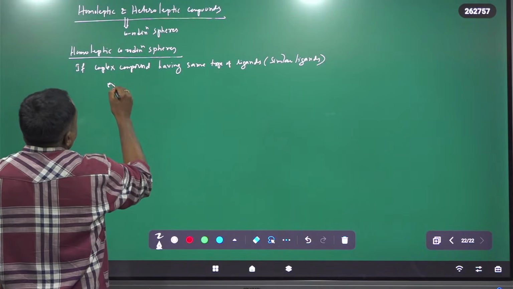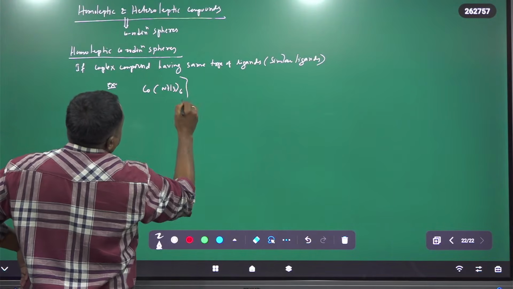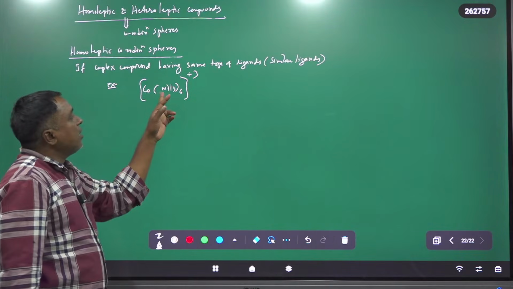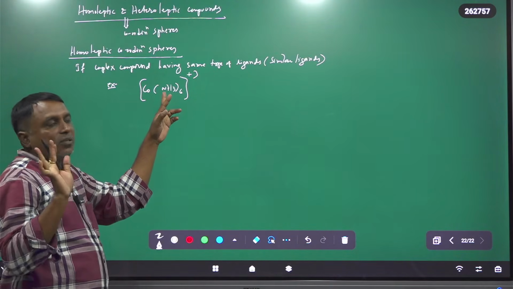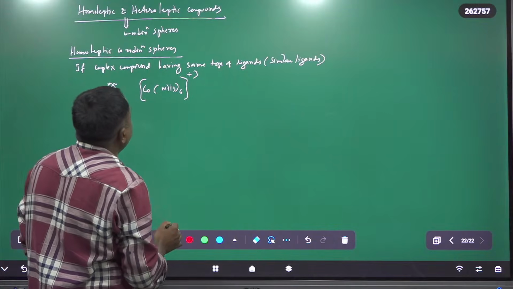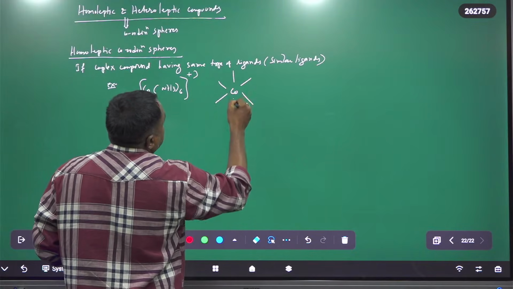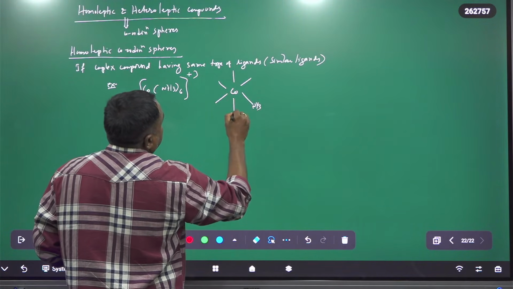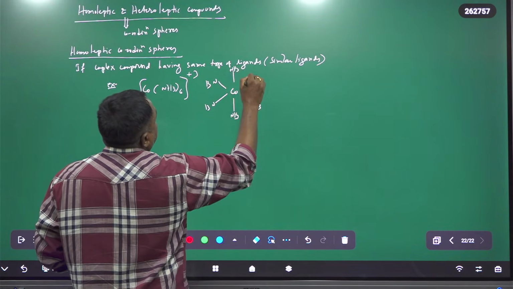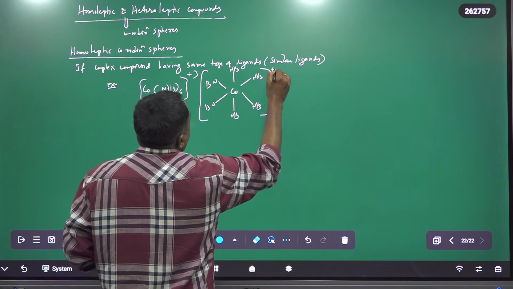For example, [Co(NH3)6]3+. In this particular compound there are 6 NH3 ligands, all similar ligands. Therefore this is a homoleptic coordination sphere or homoleptic complex compound. So Co is bonding with 6 NH3 ligands, NH3, NH3, NH3, NH3. All these are similar ligands. Therefore it is a homoleptic compound.